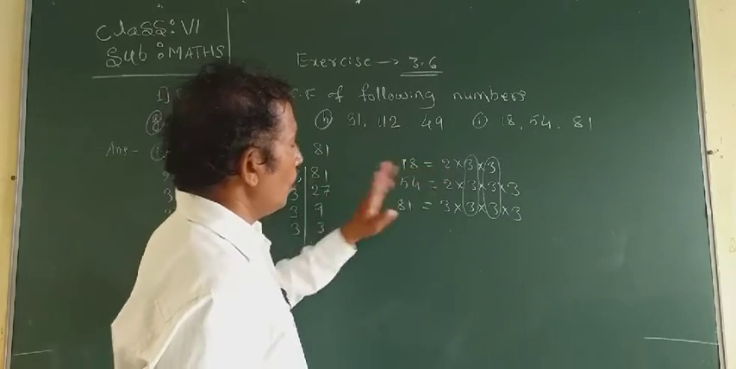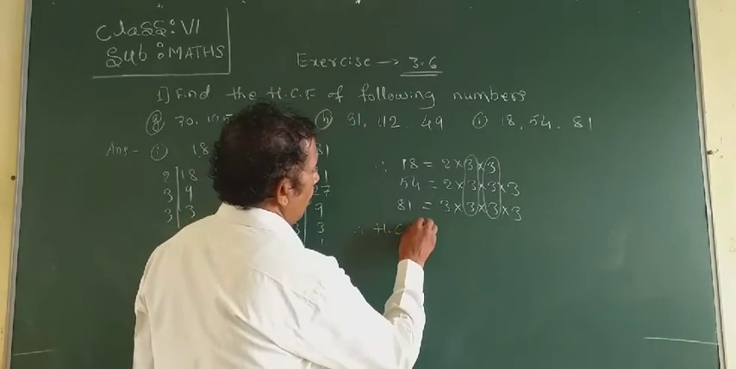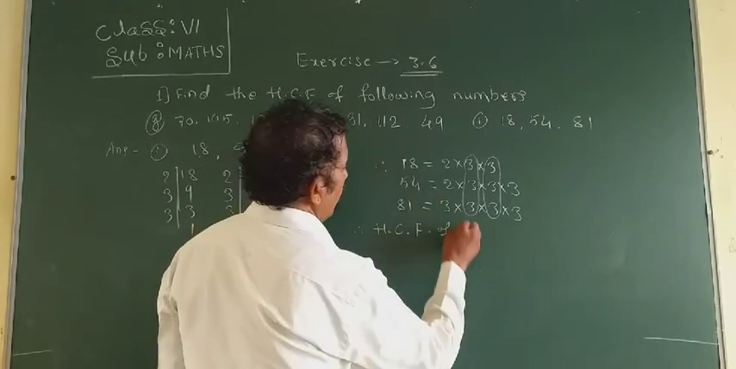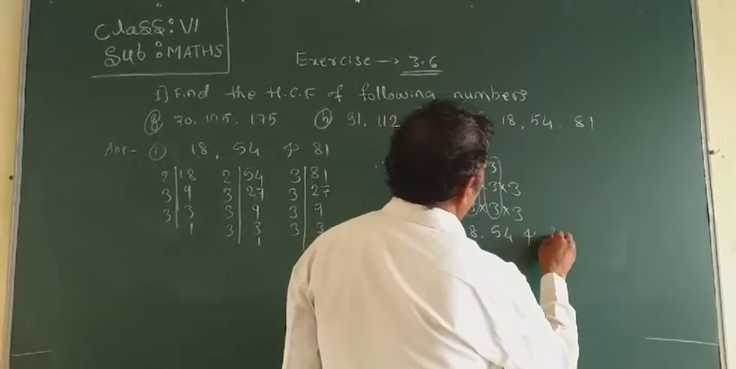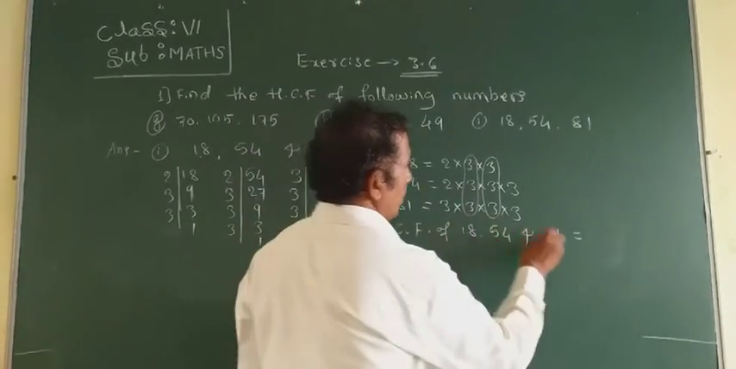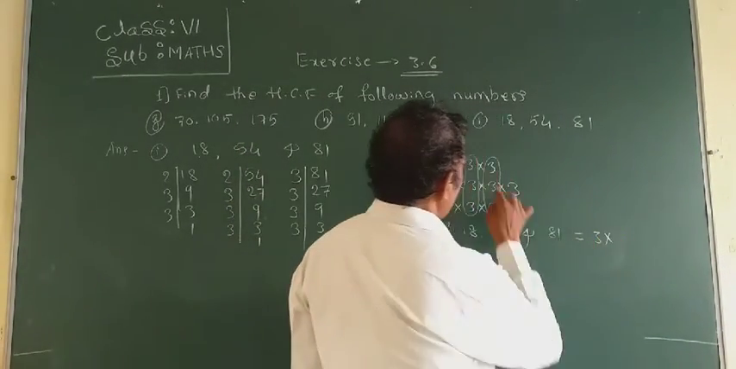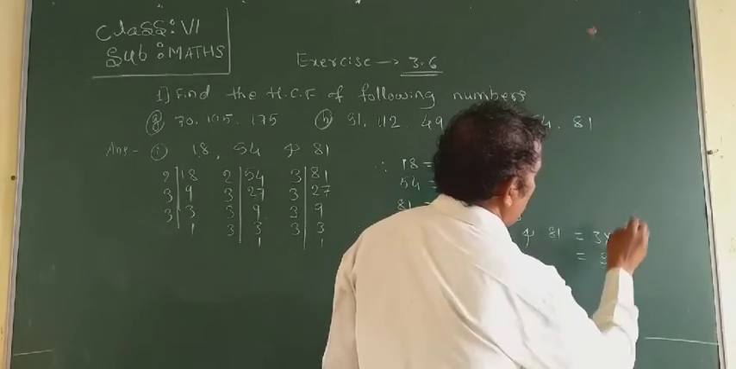Don't take 2. Therefore, highest common factor of 18, 54 and 81 is equals to first common factor 3 into second common factor 3. 3 into 3 is 9.